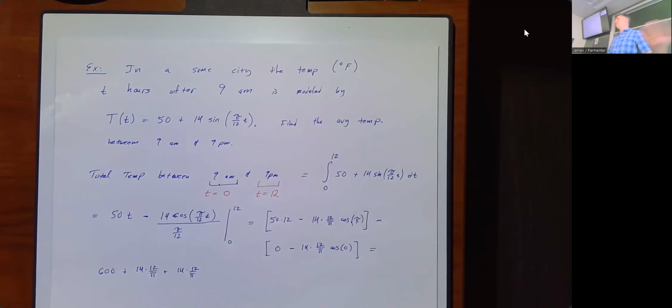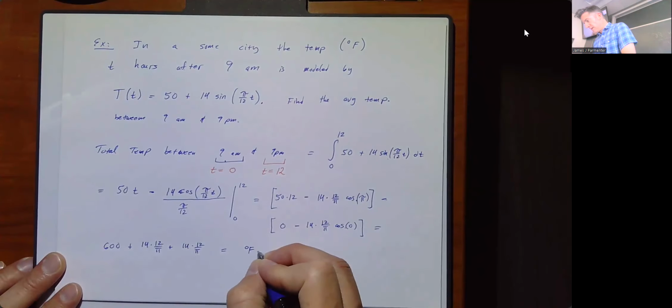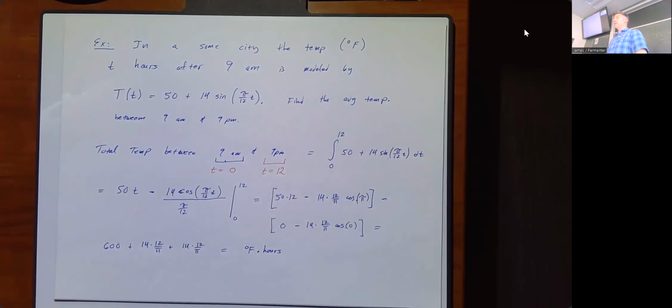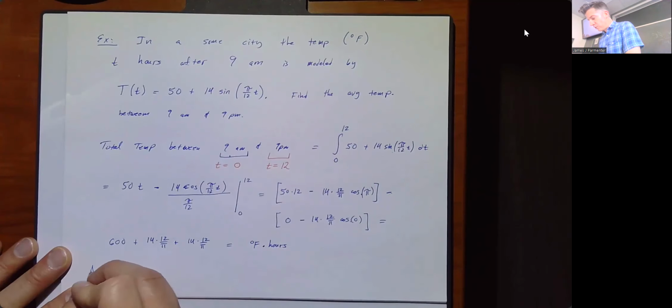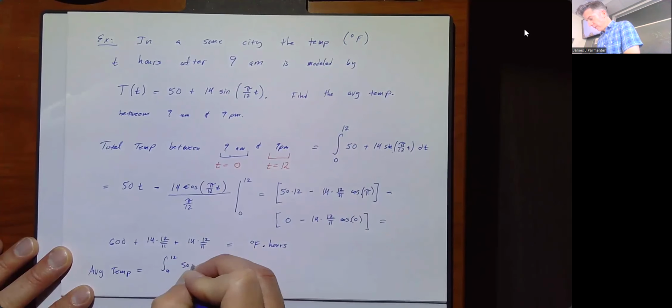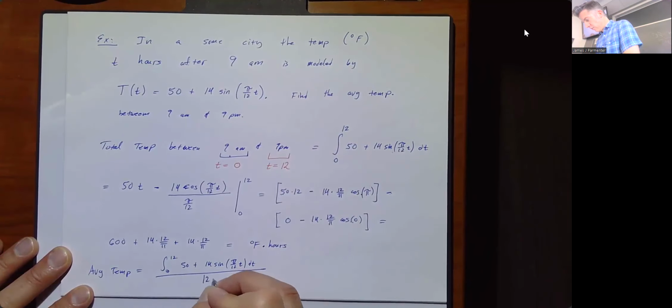That doesn't make any sense, right? It's a weird thing to say because it's really 600 degrees times the unit of time, 600 degrees hours. So what we want to do, right, this is some number of degrees Fahrenheit times hours, which again, strange units. Because I want the average temperature, it's going to equal that integral from 0 to 12 of 50 plus 14 sine of pi over 12t dt divided by 12 minus 0.